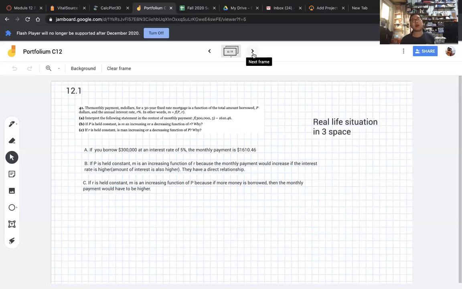The next 3 problems I included all have to do with real life situations, because in two space we definitely emphasized being able to interpret the situations from a function or a graph into what it actually meant. Something new in three space that we had to look at was, if we hold a variable constant, whether the other variable is increasing or decreasing.